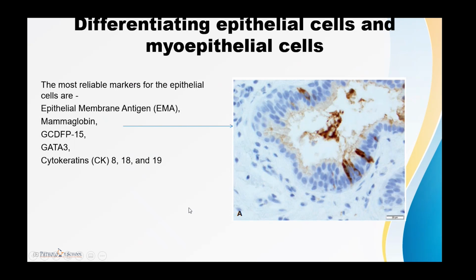For epithelial cells, the markers used are epithelial membrane antigen (EMA), mammaglobin, GCDFP15, GATA3, and cytokeratins 8, 18 and 19. In this photo, we see that the mammaglobin stain is used.